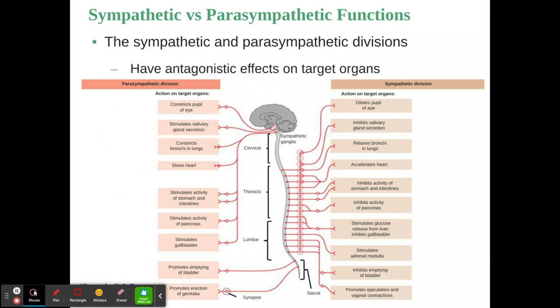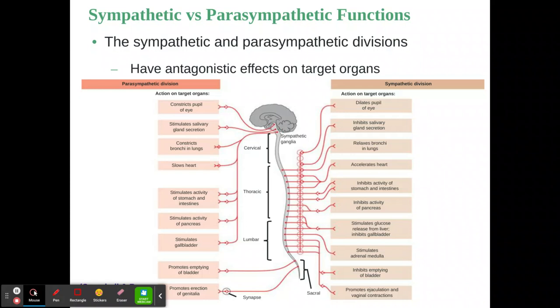All right, so with parasympathetic versus sympathetic and the functioning of those two, as I mentioned on the previous slide, we have antagonistic effects here. So I'm going to go through several examples of this and also show where they come from. If you look here on the left, we have the parasympathetic, and on the right, the sympathetic division. The action on the target organ is what is listed. So we have the parasympathetic constricting the pupil of the eye, and antagonistic to that, the sympathetic division would dilate the pupil of the eye.